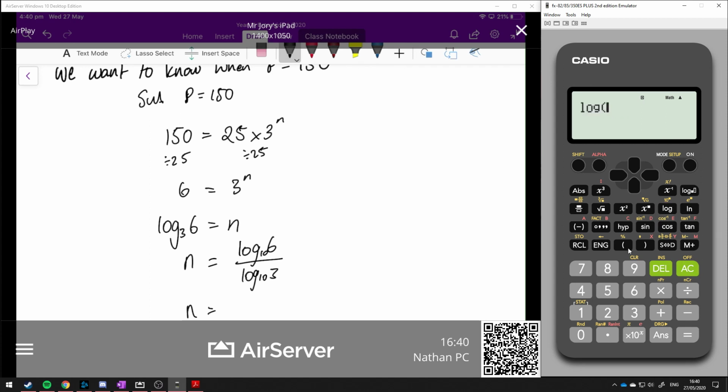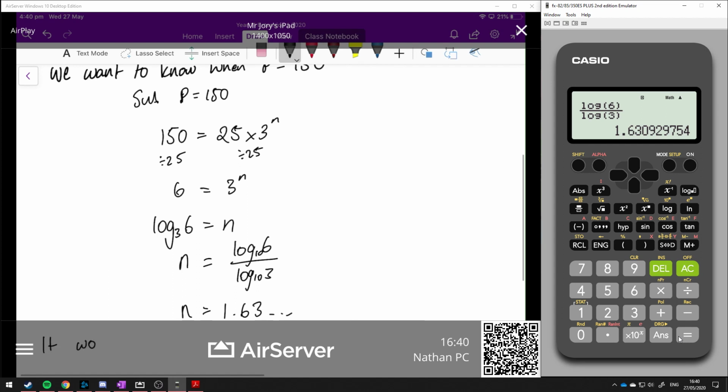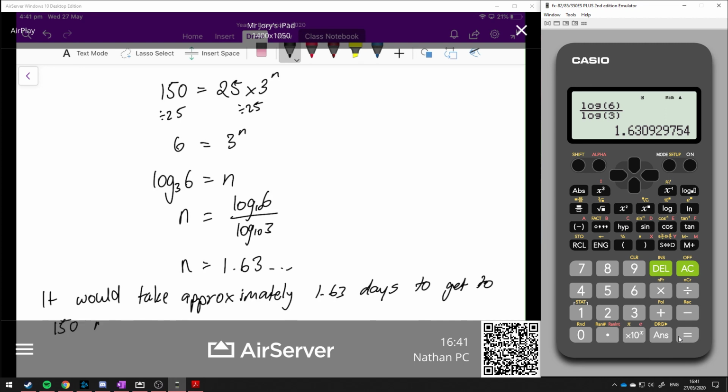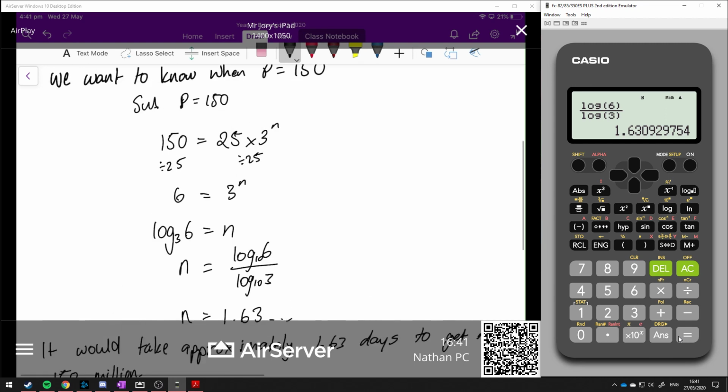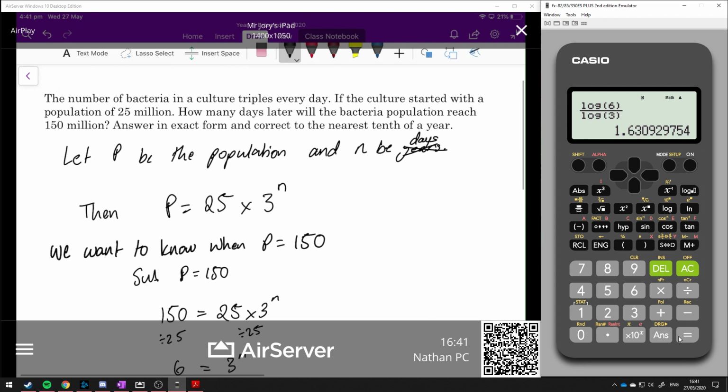So let's put our values in, log of 6, because our calculator does log base 10 for us, over log base 10 of 3. Put it in and we get 1.63. So it would take approximately 1.63 days to get to 150 million if it tripled every single day.